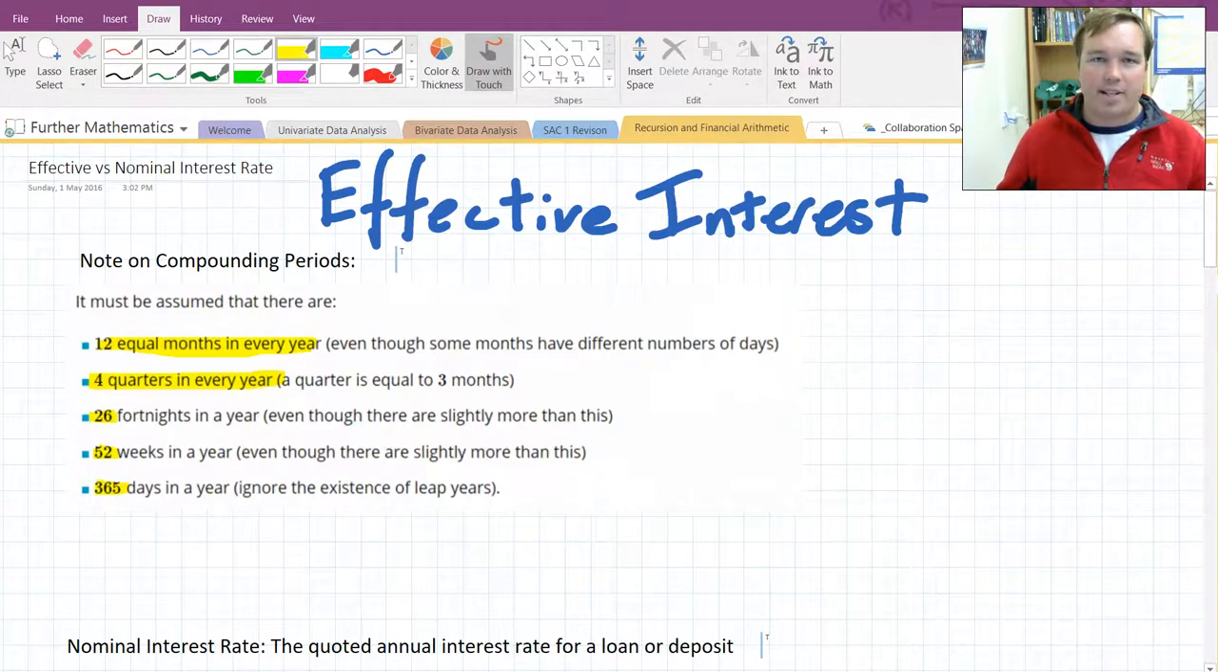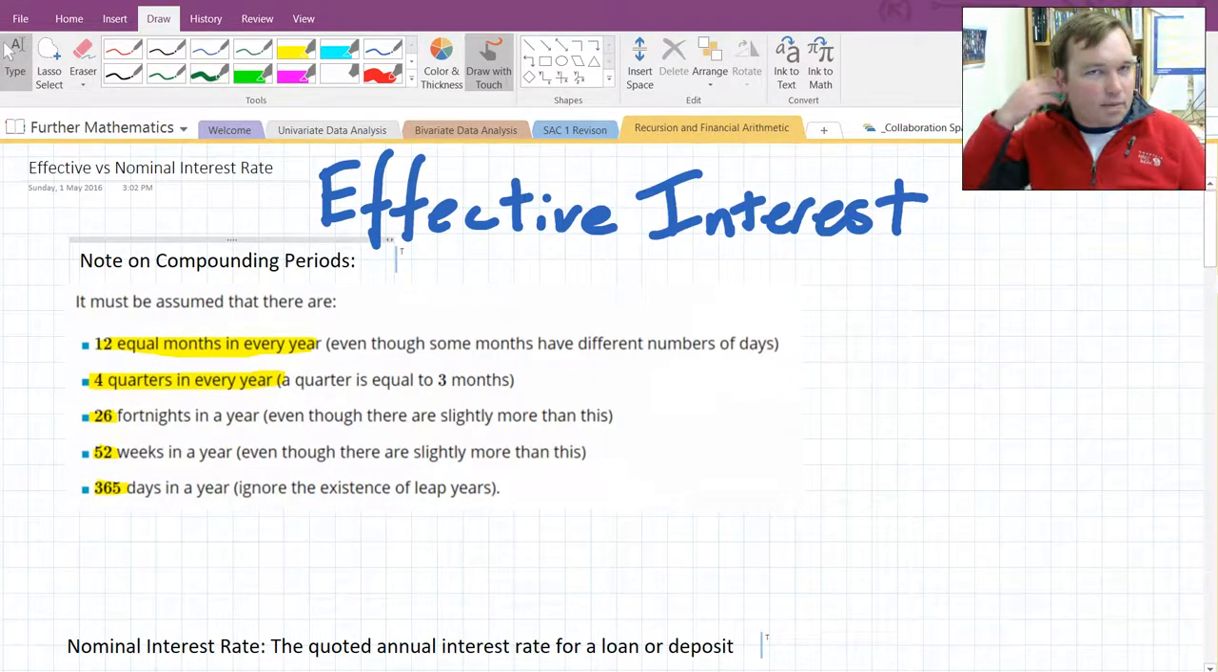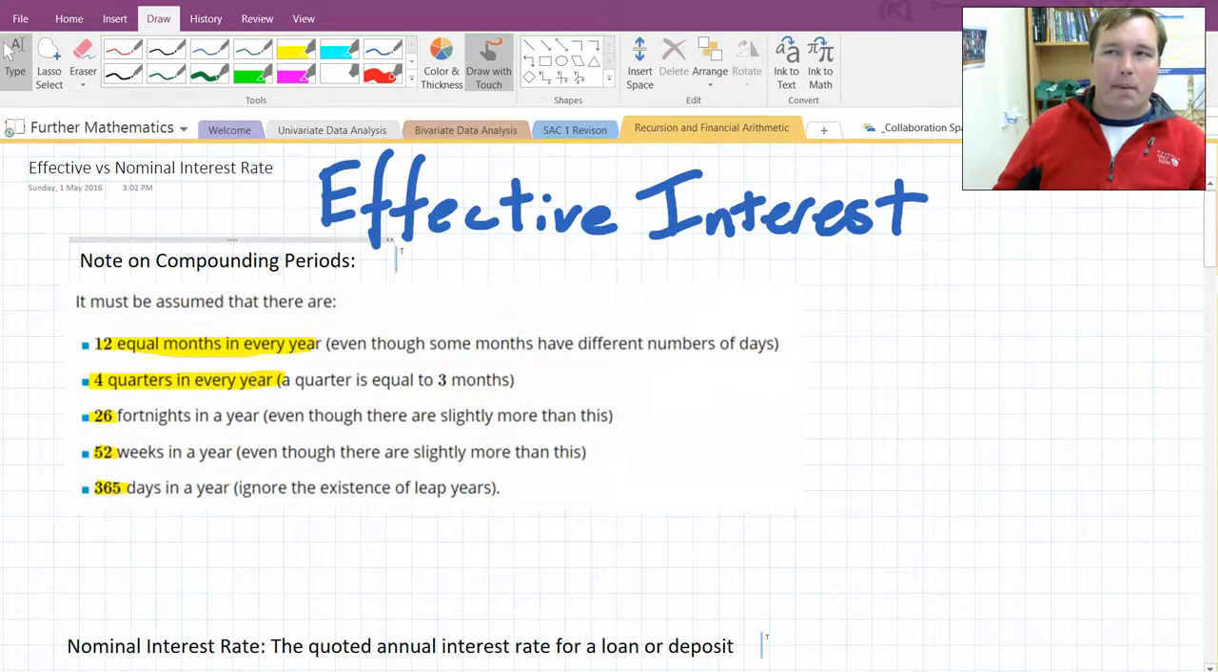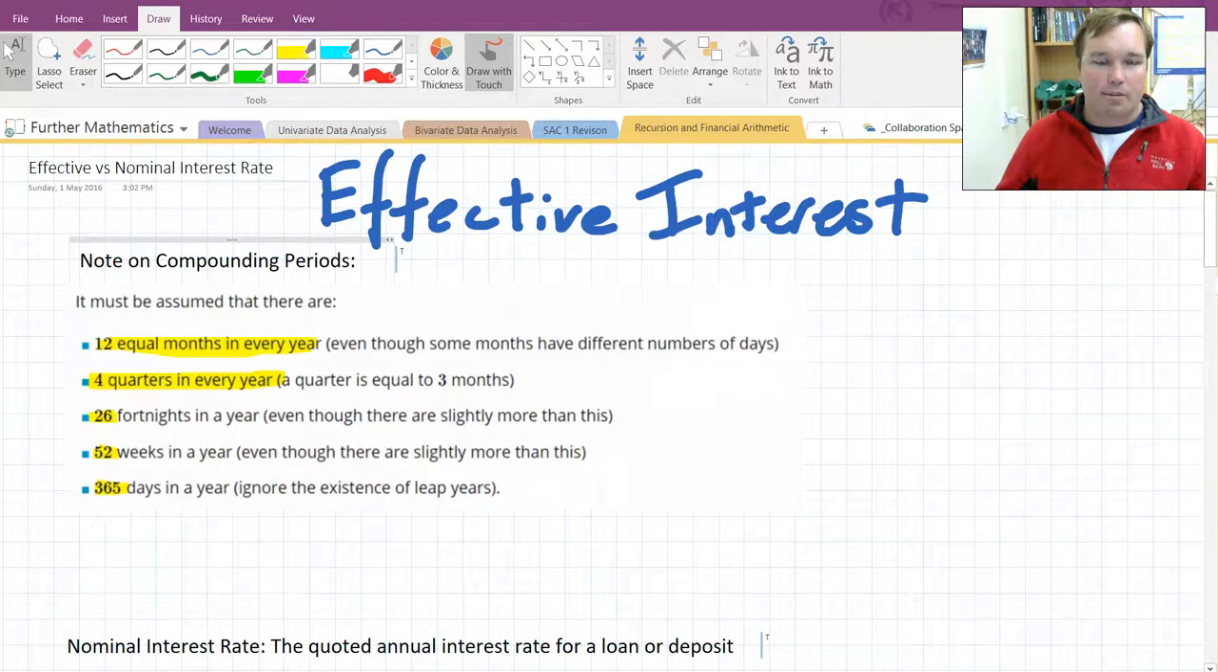If you go on and do finance in uni, they make that 365.25, which is frustrating. But for right now, have those. They're pretty self-explanatory. All right, and we'll never compound by the minute or by the second or continuously, even though that does happen in real life.